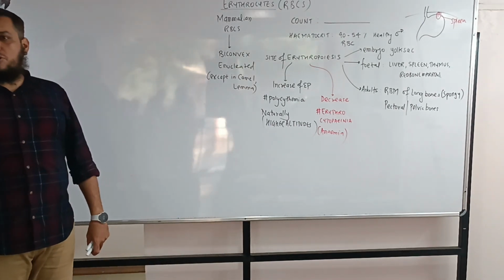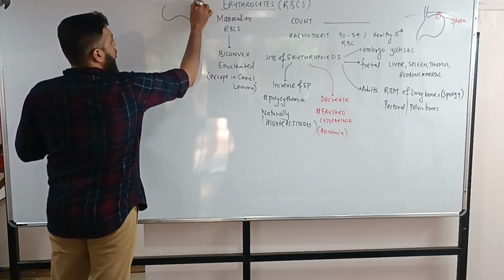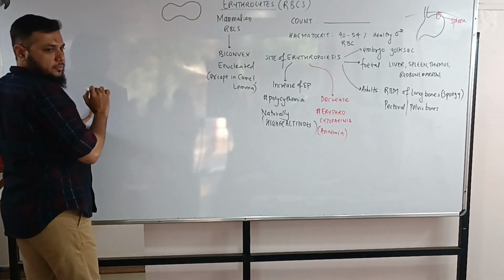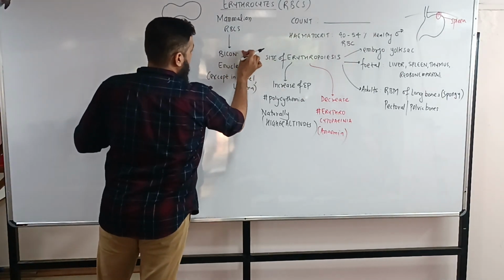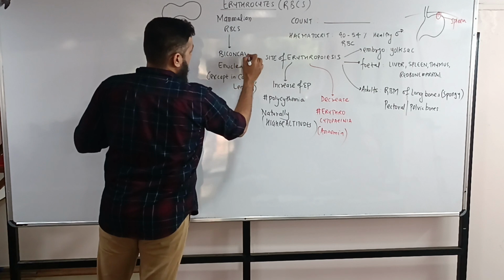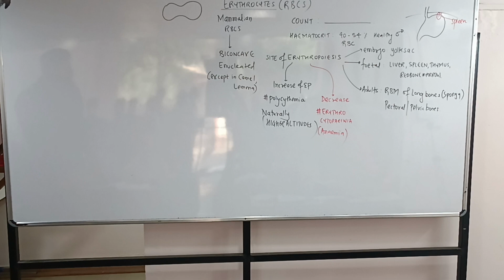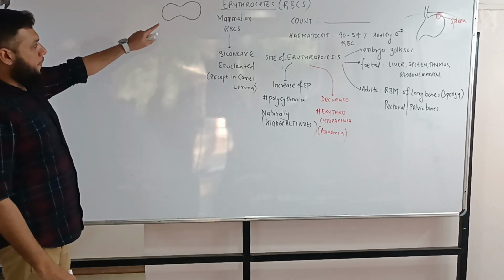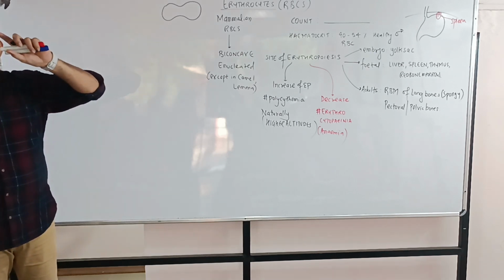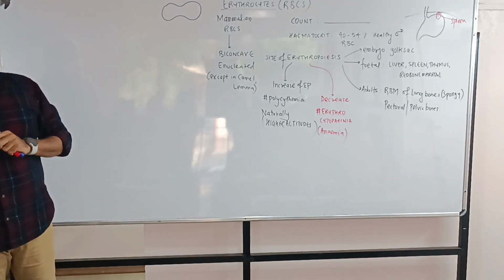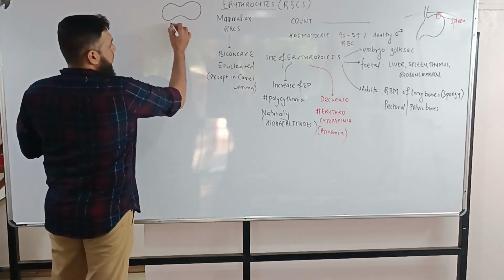So how is our RBC, children? It will be biconvex. Biconvex and it is enucleated. Right? But it was not always like that. In maturity, it is like that.